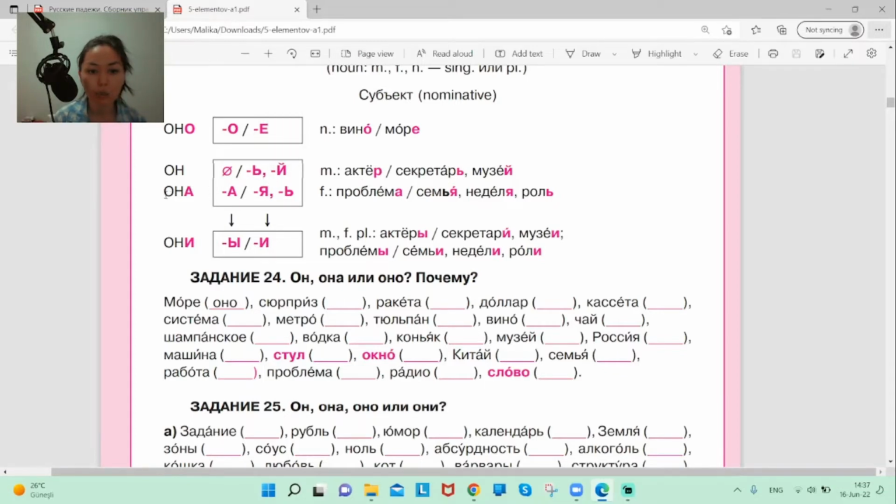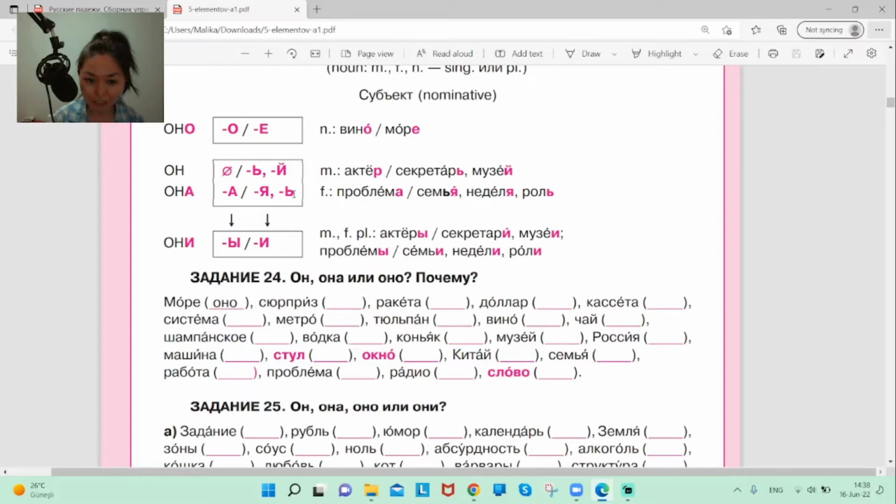And take a look at она. Она, as you can see, ends in a, and usually words that end in а and я are feminine. Like проблема. Проблема – это она. Problem is she. Семья, family, is she. Это она. Неделя – это она.